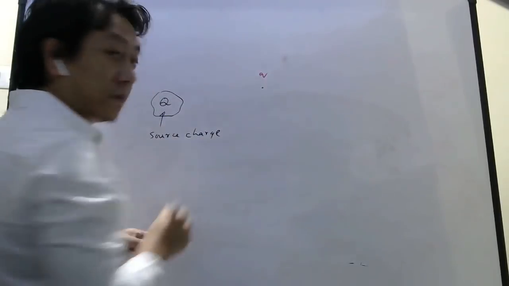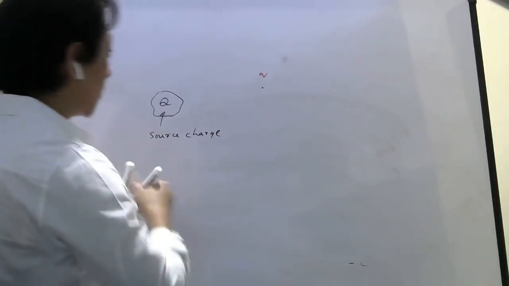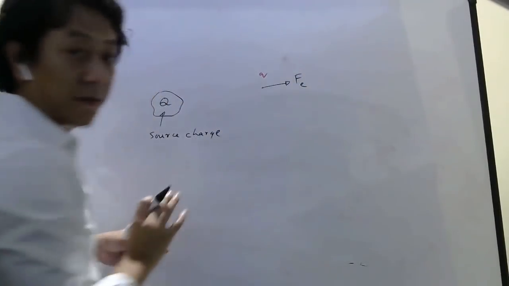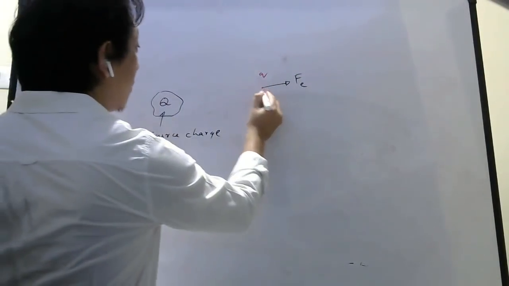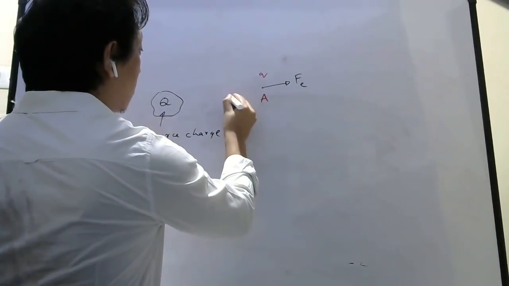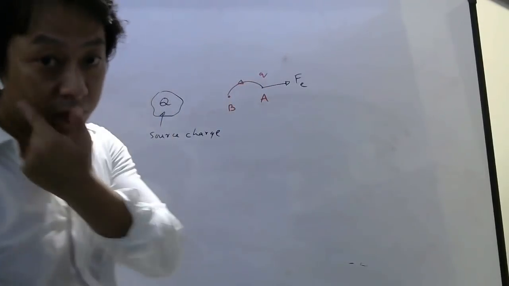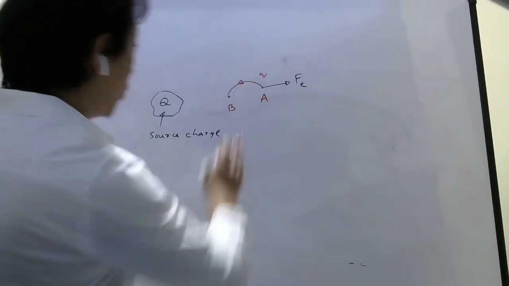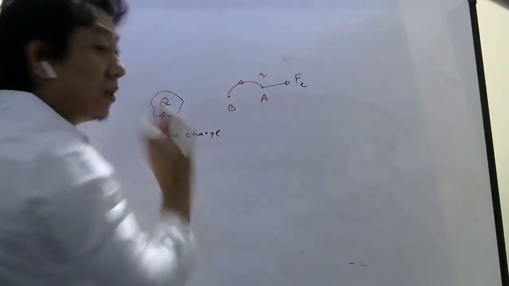If I put another charge, let us say small q, then that charge will feel a force due to this source charge. That is your electrostatic force. If both are plus, it will be repulsive. Now, suppose you want to move this charge from position A to position B. The path is not important, because it is a conservative force, so it does not depend on path. You can come straight from A to B, or you can go like this, like this, and then come to B, it doesn't matter.